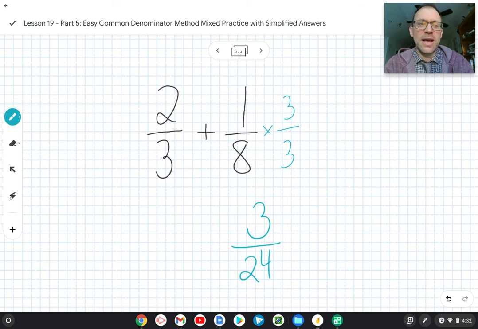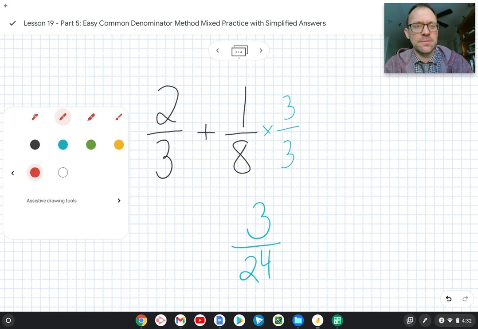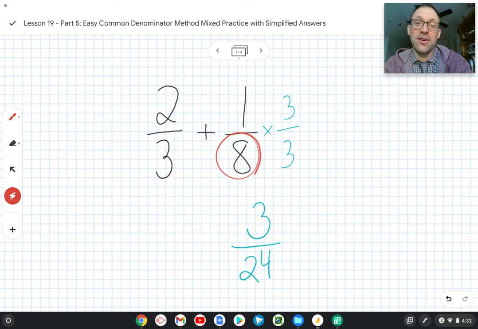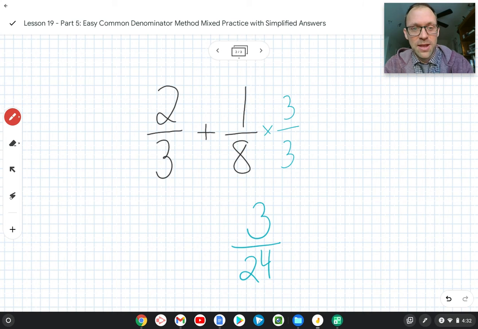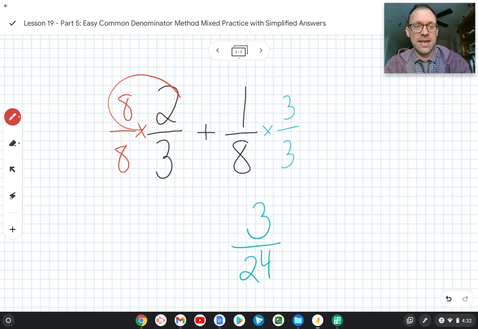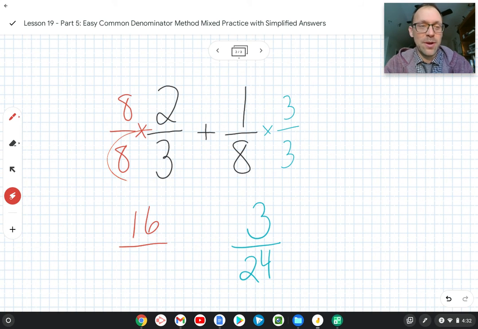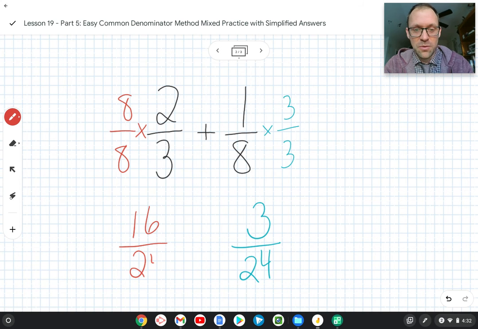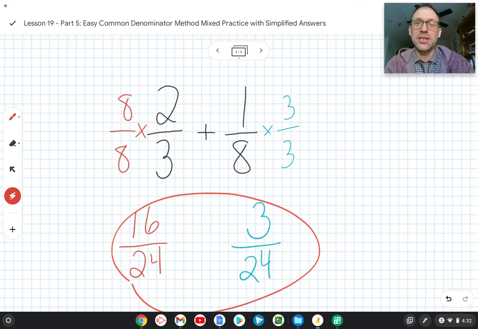And now I'm going to reverse the process. Now I'm going to take the denominator of my second fraction, and I need to multiply it by both parts of my first fraction. So I'll write 8 and 8, and we'll multiply them together. And 8 times 2, I'll write that down here as a numerator of my first fraction. That's 16. And 8 times 3, I'm going to write that below. That's 24, of course. And now we have two new fractions, 16/24ths and 3/24ths.